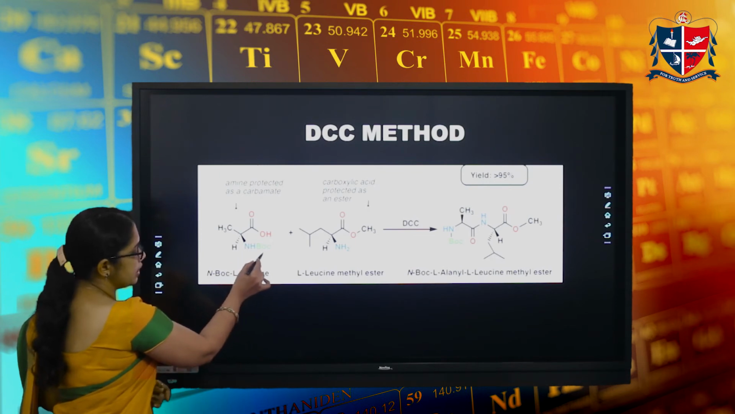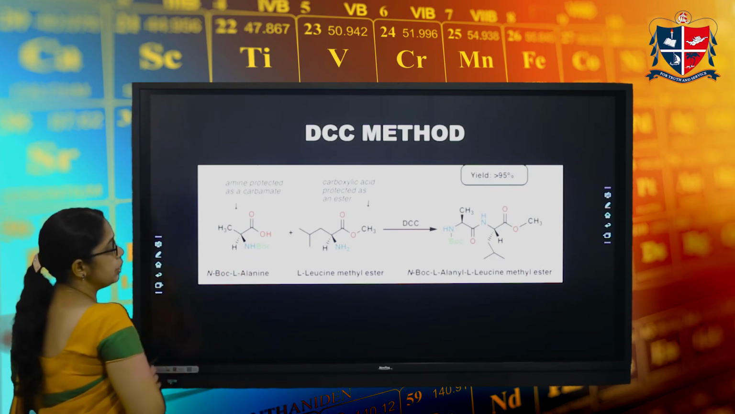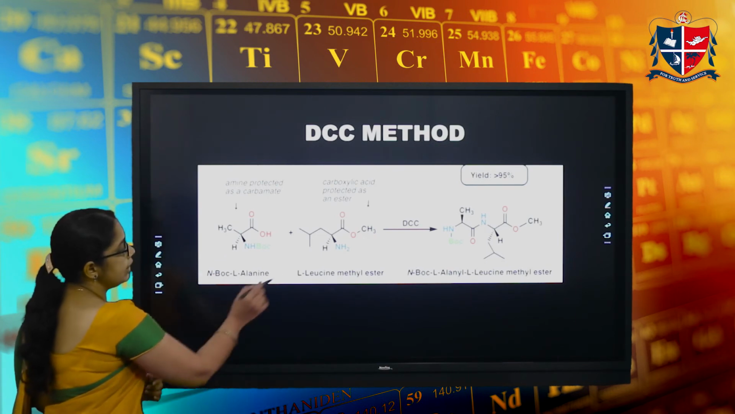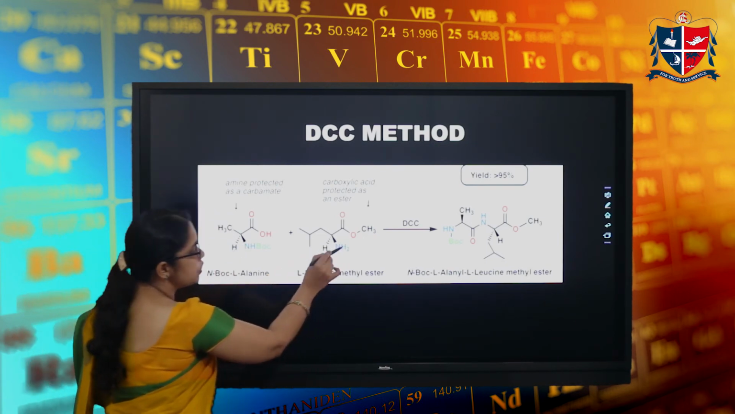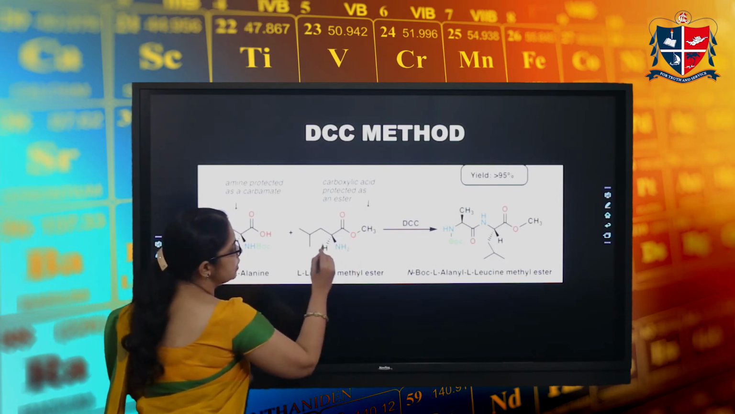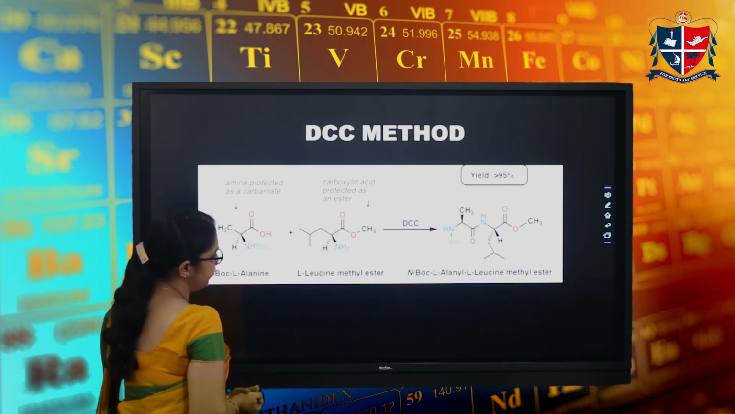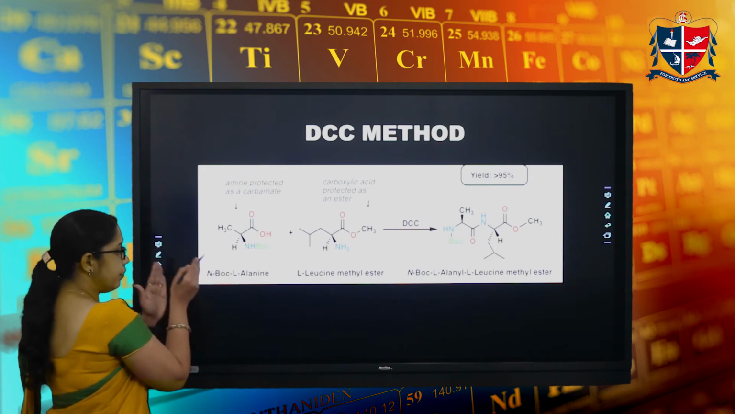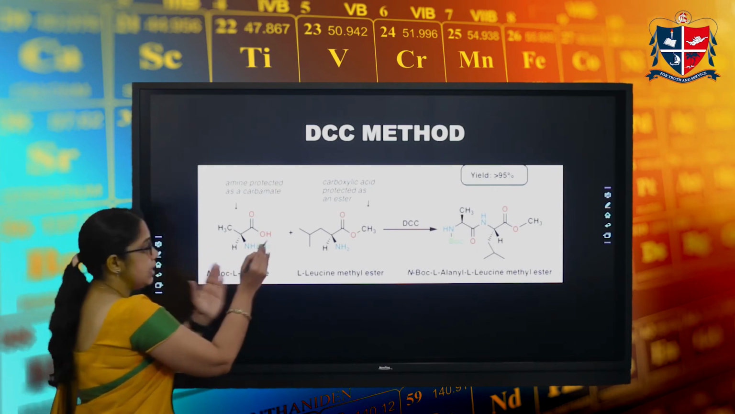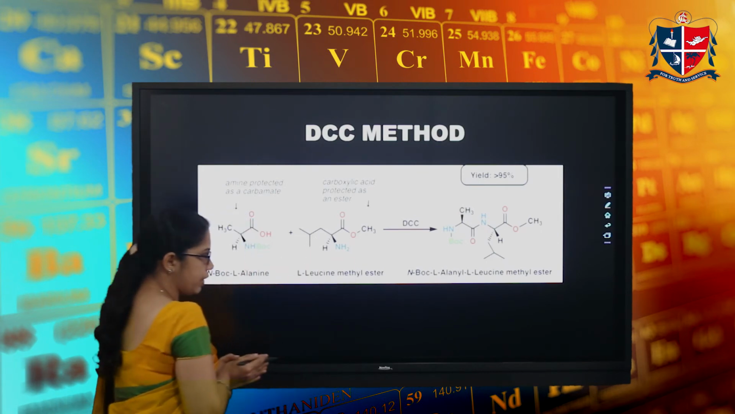NH group is protected with tertiary butyloxycarbonyl, that is NH now becomes NH-BOC, and here this COOH group is protected as its methyl ester, that is this COOH group is converted into COOCH3. So in the first amino acid, the NH2 group is protected. Similarly, the COOH group of the second amino acid is protected.